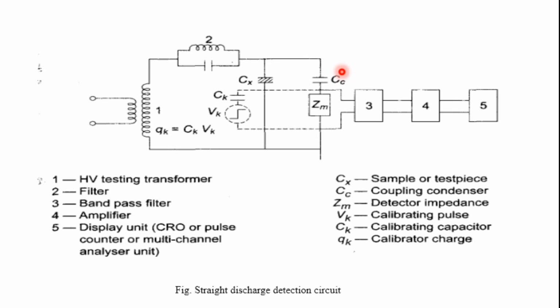The detector is generally calibrated by injecting a pulse having a charge of known magnitude into the detection system. For this purpose, a square wave generator and a calibrating capacitor CK are usually used. The magnitude of the injected charge is Q equals CK into VK, where VK is the magnitude of the voltage pulse. The rise time of the pulse is generally 0.1 microsecond, with a pulse width of around 10 to 20 microseconds.